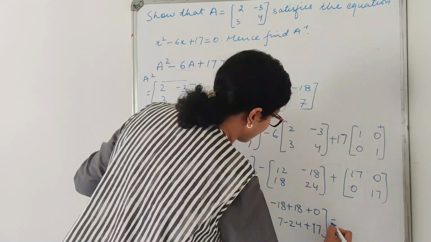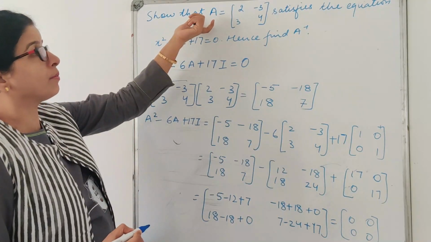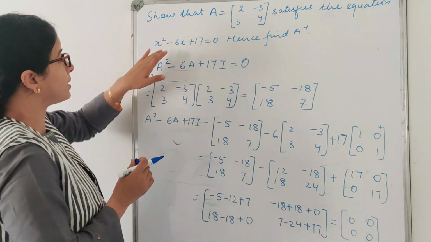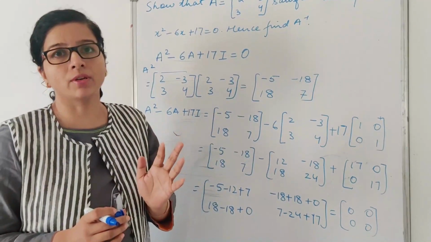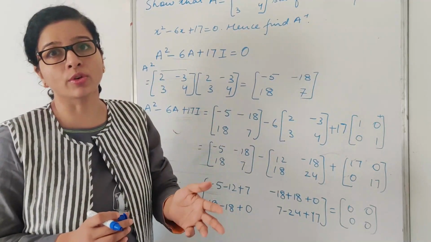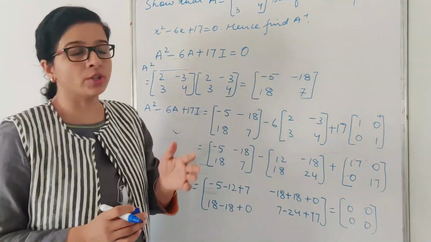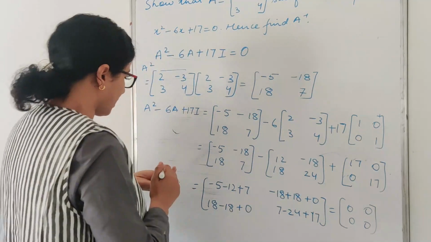Okay. So basically I am getting a null matrix, 0, 0, 0, 0. My matrix A satisfies this equation. Now using this I have to find A inverse. I don't have to use the traditional method of finding A inverse, meaning finding the determinant and the cofactors. Whenever your matrix satisfies any equation, you have to use this equation and find the inverse. Now just check how to do it.